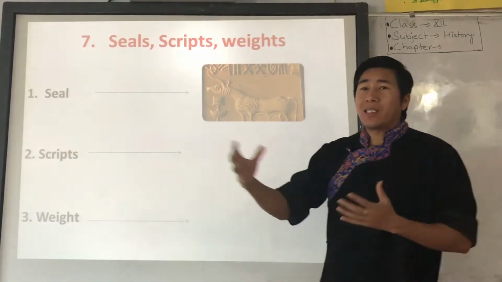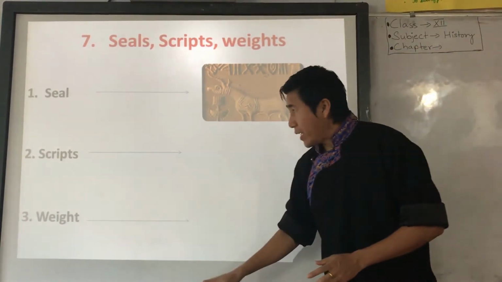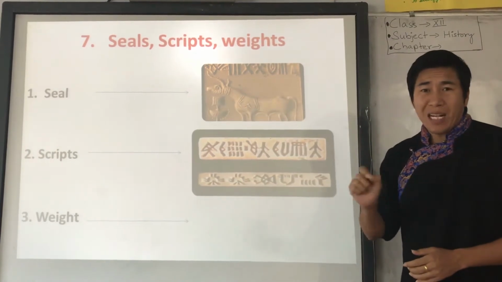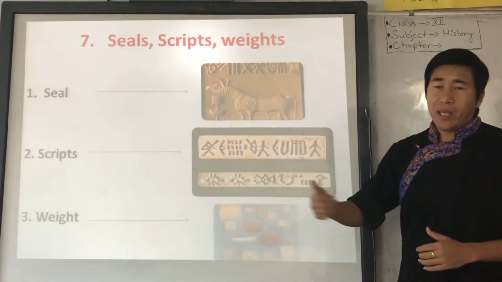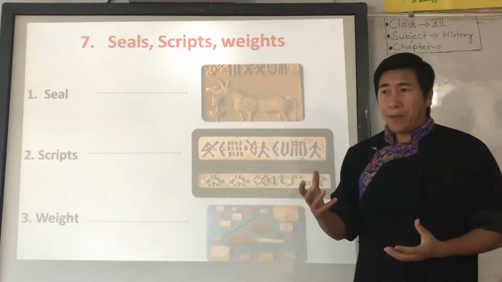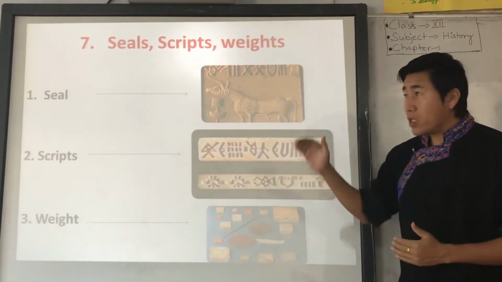Seal is used for long distance communication during the Indus Valley civilization. Then second is script. Script means writing of Indus Valley civilization. And third, we have weight. Weight is to measure or to scale the mass. Right? So we are going to discuss one by one.